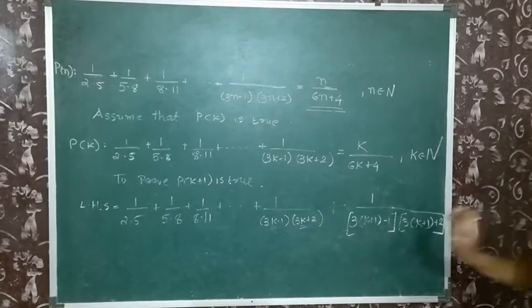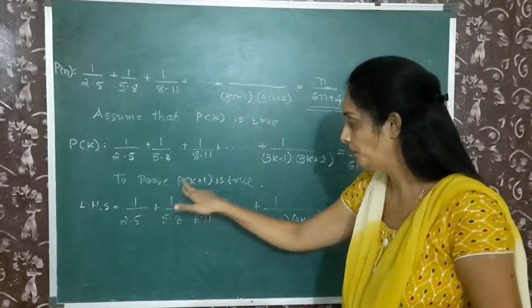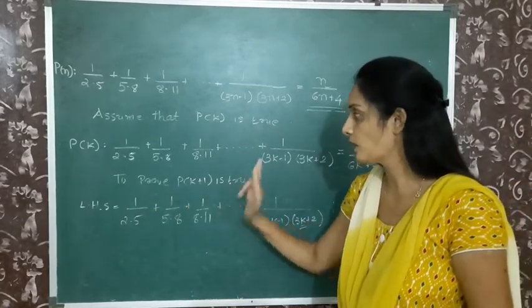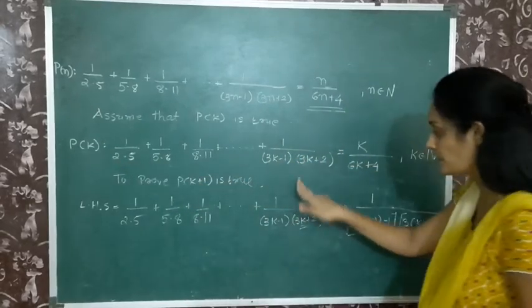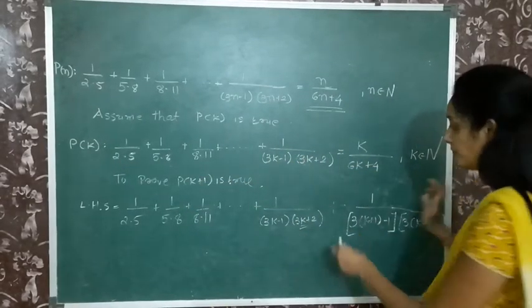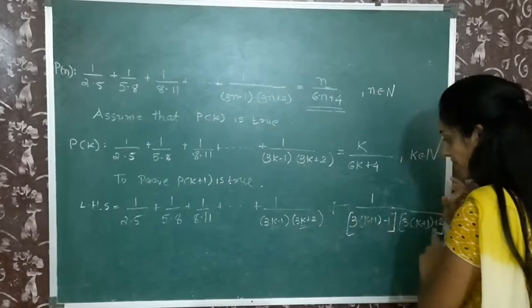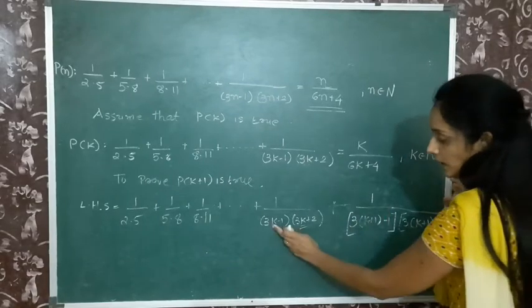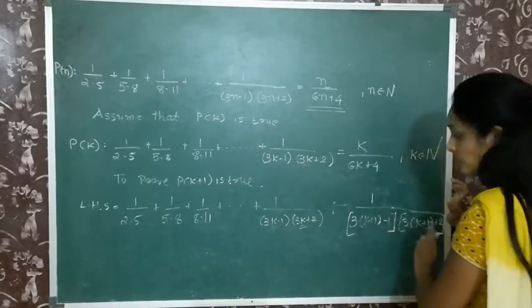In short, to prove P of k plus 1 is true, write the left hand side of P of k as it is, and then add one step in which k is replaced by k plus 1.